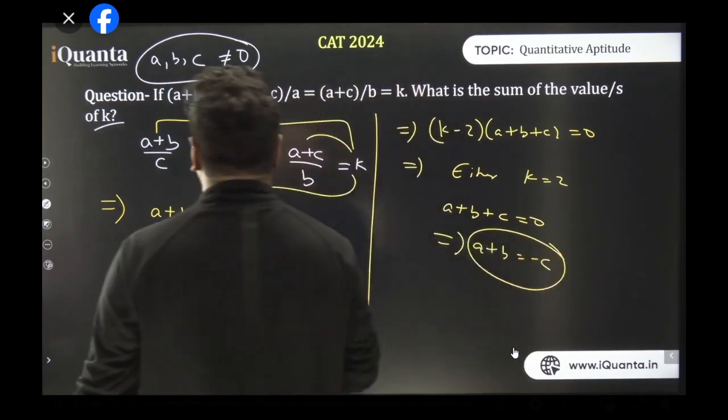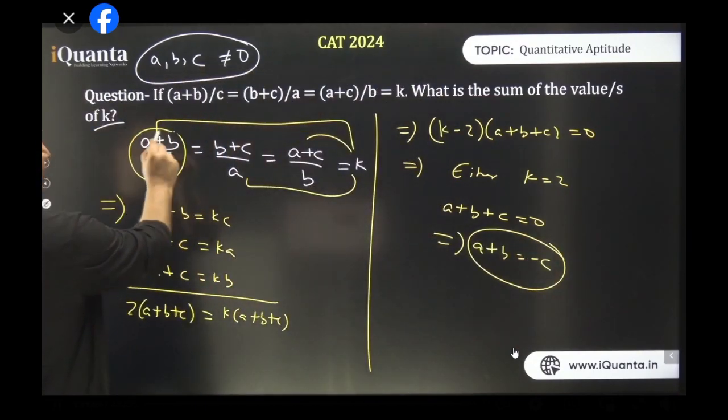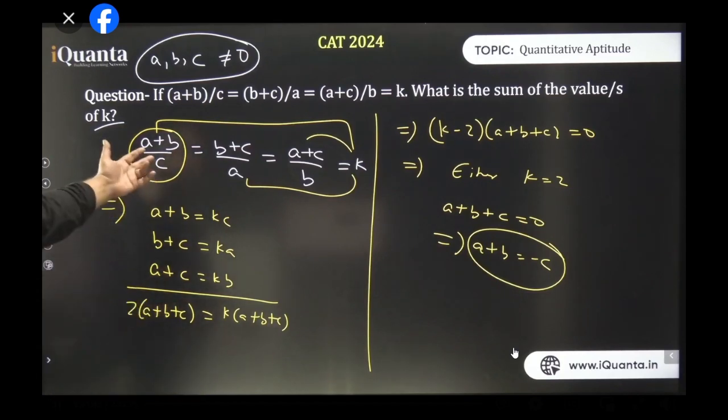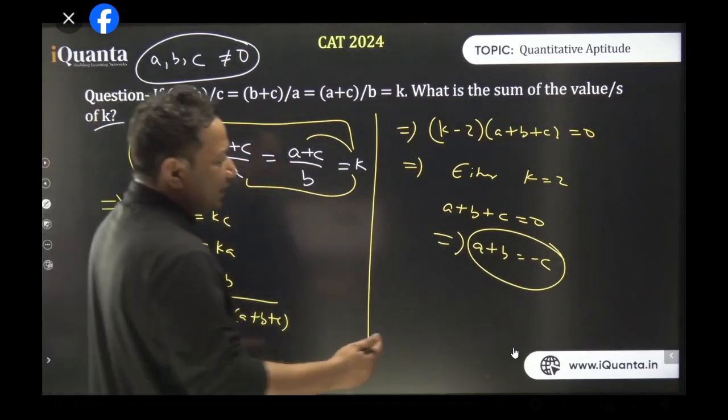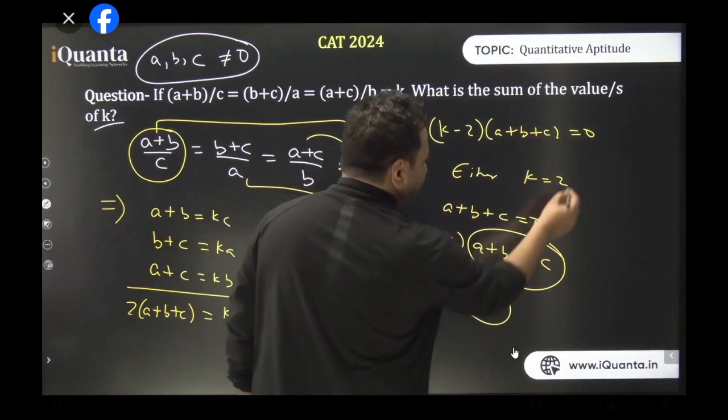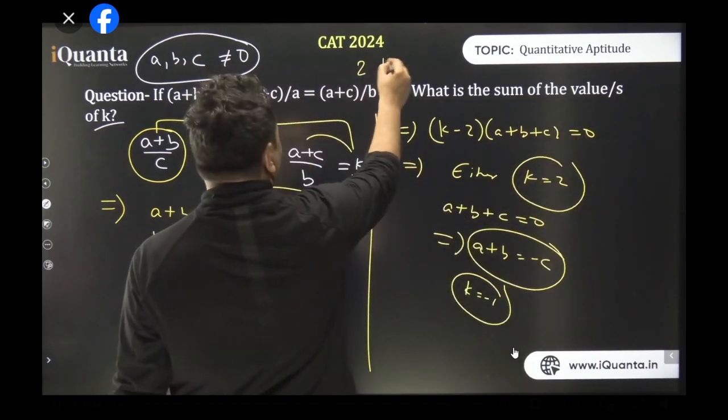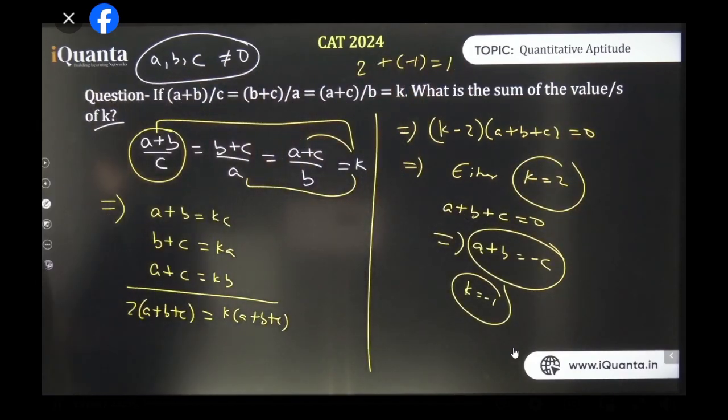I can put this value where? Here. All right? I think all of you got it now. We put a plus b as minus c, and you'll get minus 1. So we will have two values for k. One is minus 1, the other is 2. Sum of the values of k will be 2 plus minus 1, that is equal to 1. Correct answer is 1, not 2.